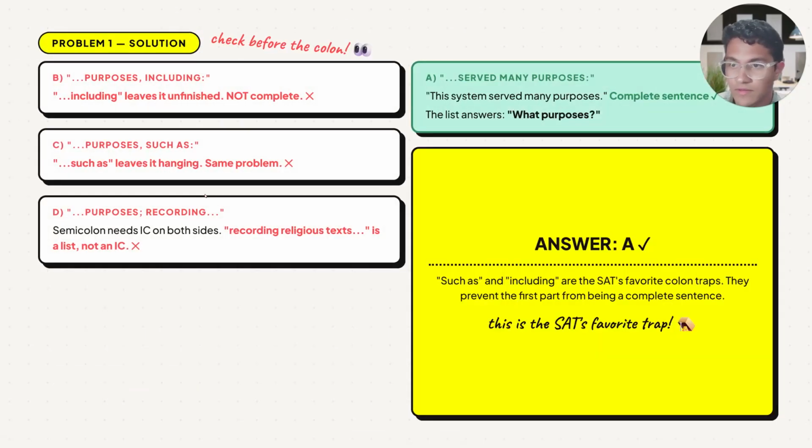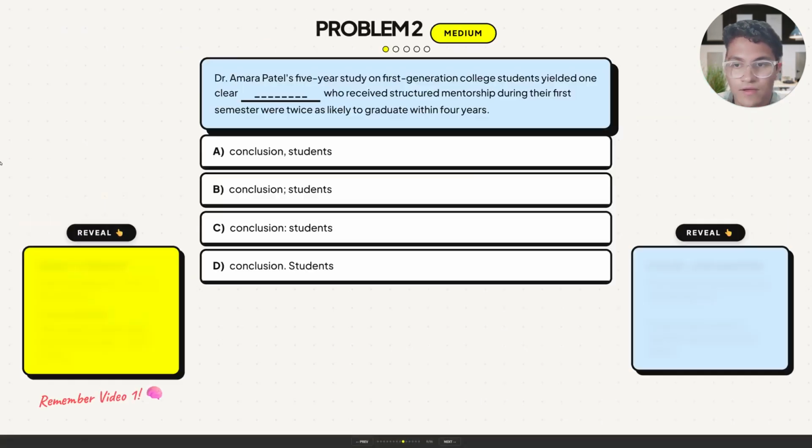Quick summary, B is wrong and C is wrong since they both create incomplete sentences. D is wrong since it inherently is acting as the list, which means it isn't a complete sentence or independent clause, which makes A the correct choice.